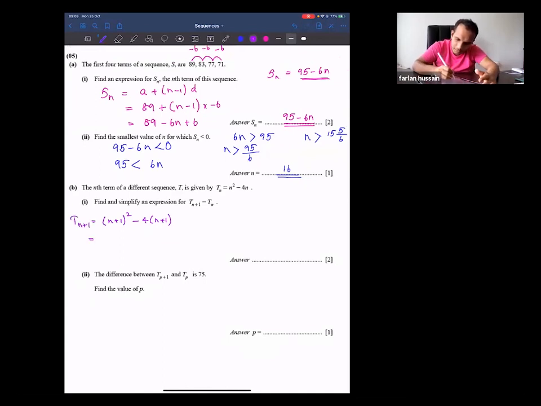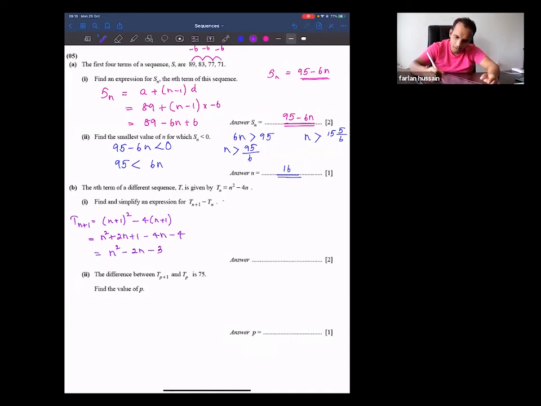So if you take off the brackets and simplify, (n plus 1) square will be n square plus 2n plus 1. And here it is minus 4 into n, minus 4n, minus 4 into 1, minus 4. So if you simplify, n square, 2n minus 4n is minus 2n, 1 minus 4 is minus 3. That is the n plus 1 term.